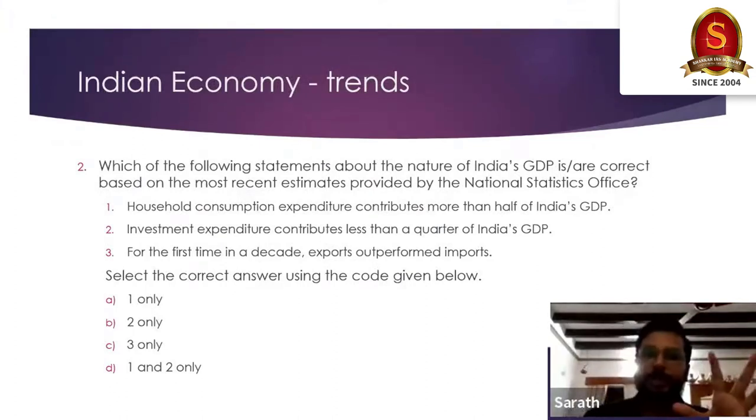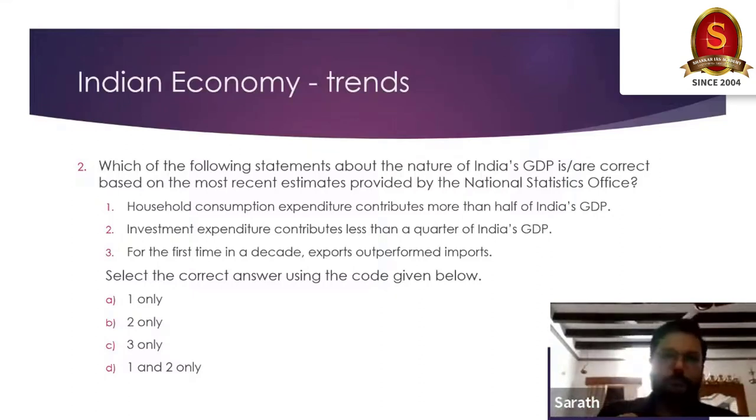So the moment you see the word expenditure in the context of GDP, you have to think in your mind of the expenditure method of calculating GDP: C plus I plus G plus X minus M. C is the household consumption expenditure, I is the investment expenditure, and X minus M is net exports. G is the only thing which we have not asked over here. Okay, so C plus I plus G plus X minus M.